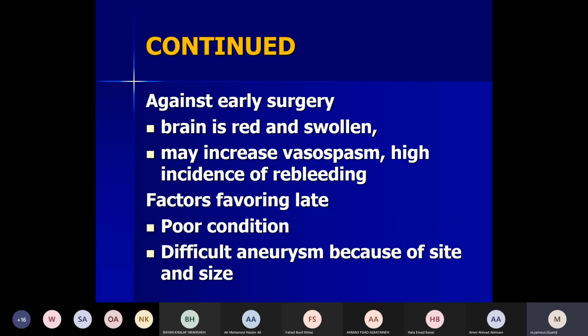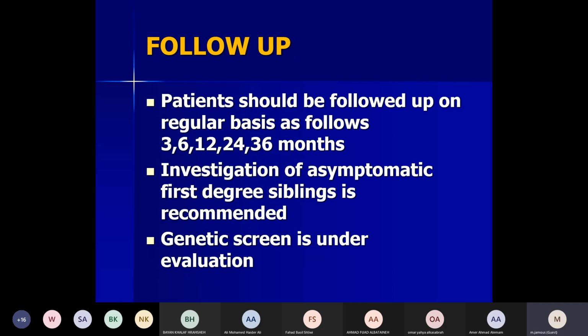We mentioned that we prefer to do early surgery. Those patients need to be followed up on a regular basis in the outpatient clinic. It's important to screen first degree siblings because, as we mentioned, about one third of aneurysms are familial. So we prefer to do screening of first degree siblings.